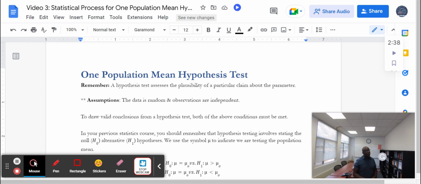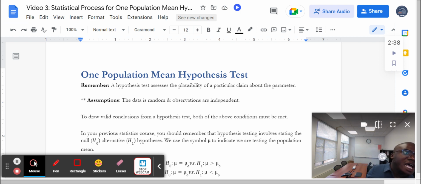So, some assumptions for the one population mean hypothesis test are that the data is random and the observations are all independent. So, make sure you remember that random, random, random statistics. Everything has to be random, and then independent. All the observations have to be independent. To draw valid conclusions from a hypothesis test, both conditions must be met.